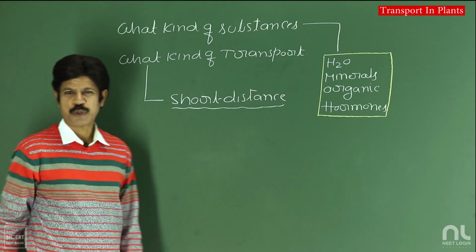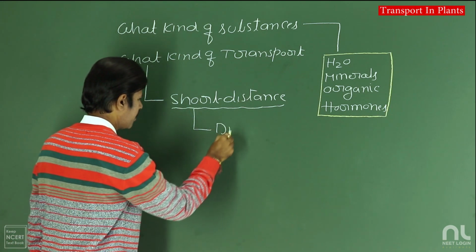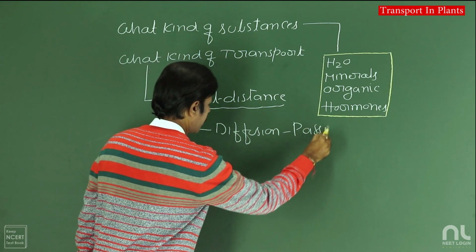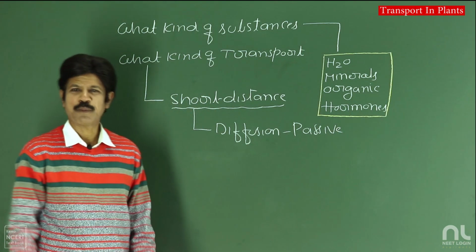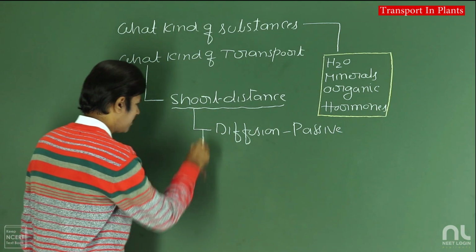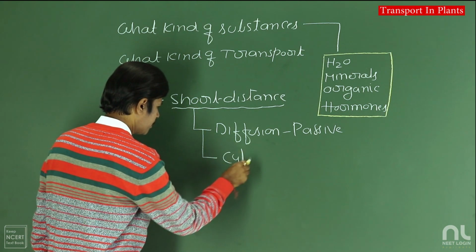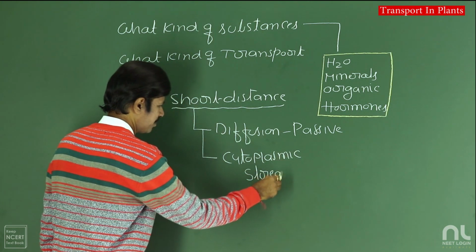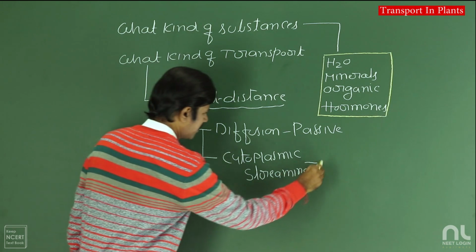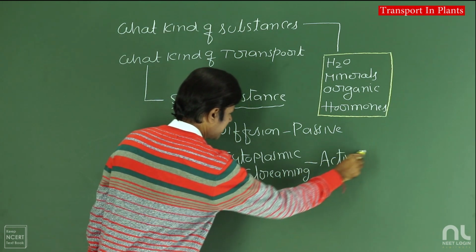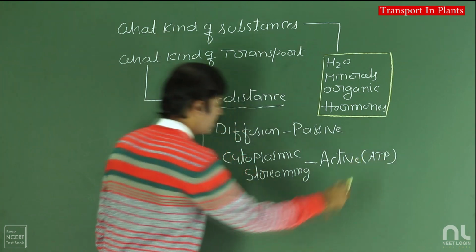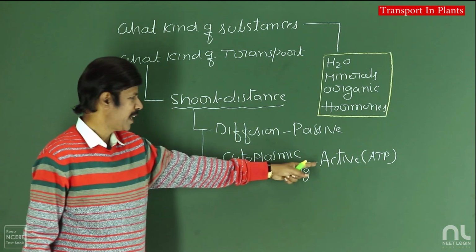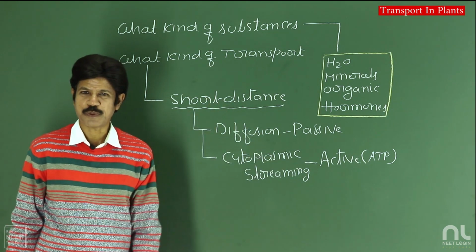The short distance transport is diffusion, passive, that is non-metabolic, and cytoplasmic streaming, that is active. The utilization of it is ATP. So diffusion, passive, and cytoplasmic streaming, active, come under short distance transport.